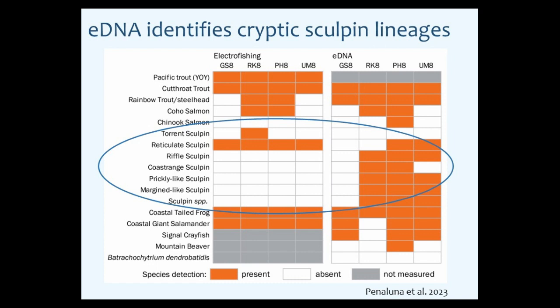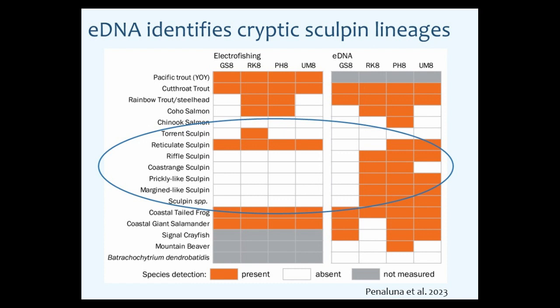So kind of coming back to that idea of sculpins and the different lineages, this example is from the Trask watershed that's part of the Tillamook Basin in west coastal Oregon. Again, the electrofishing data is on the left, the eDNA data is on the right. With young of the year with eDNA, since you can identify the species, it's grayed out there. Because with electrofishing, we were targeting vertebrates, the crayfish, the mountain beaver, and BD, the fungus, weren't detected because we weren't sampling for those with electrofishing, so they're grayed out there. And you're able to see the detections across the different species.